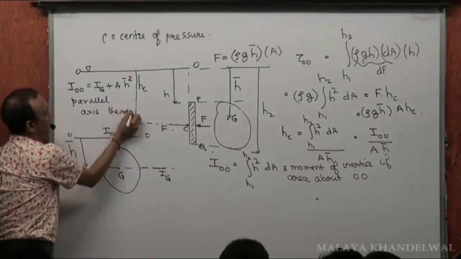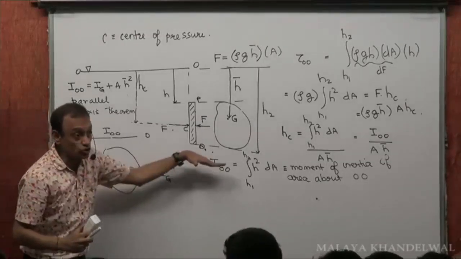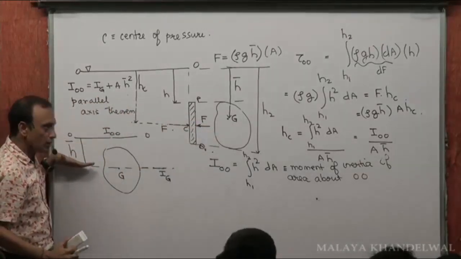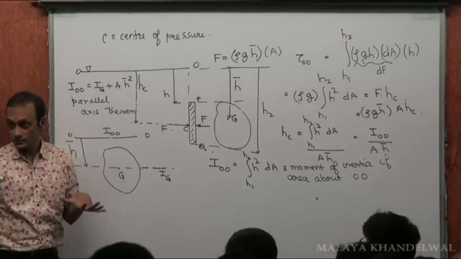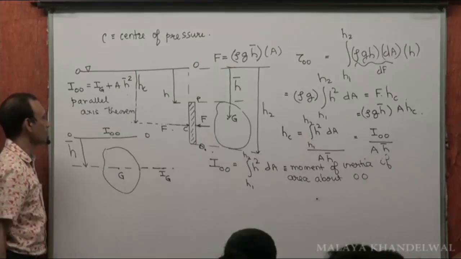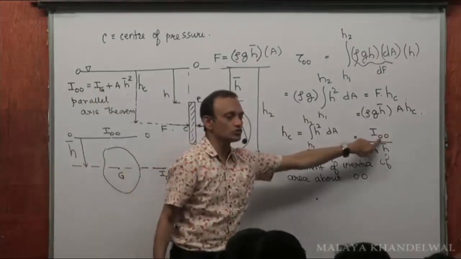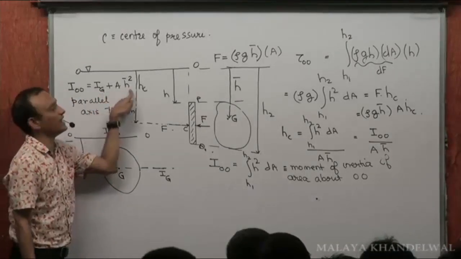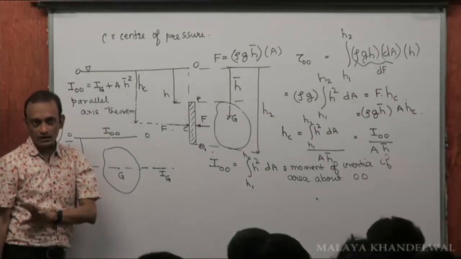IG is the moment of inertia of the area about an axis passing through G but parallel to the free surface. That is IG. Yes or no? Clear? Now, I'm going to apply the parallel axis theorem to this. This IOO, I'm going to replace by I about a parallel axis passing through G plus A H bar squared. Have I got you muddled? No?